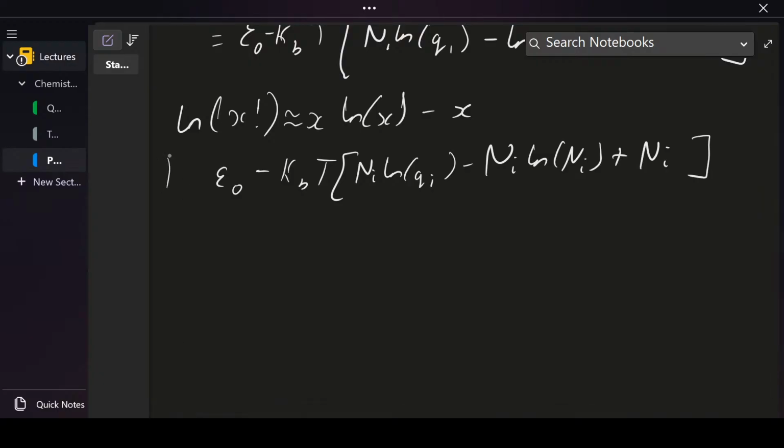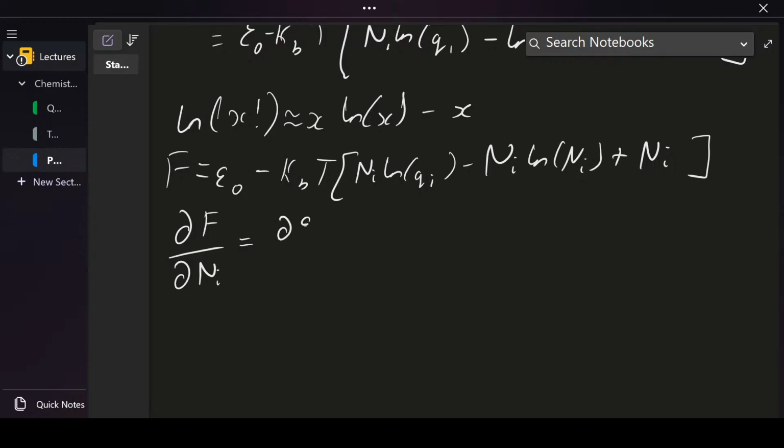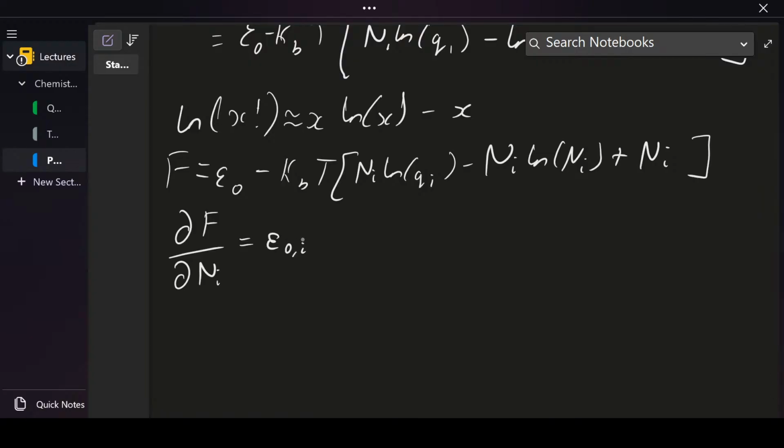And so now we have this expression for F, and so we can take the derivative of this with respect to n_i to get our chemical potential. And so the first thing I'm going to get is this derivative, and I'm going to call this the ground state energy of a particular particle type i, and so this is going to be epsilon naught comma i, and then I'm going to get in here, subtract kBT ln q_i.